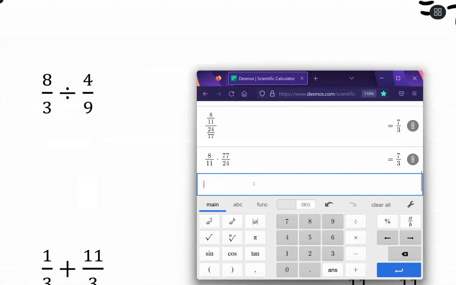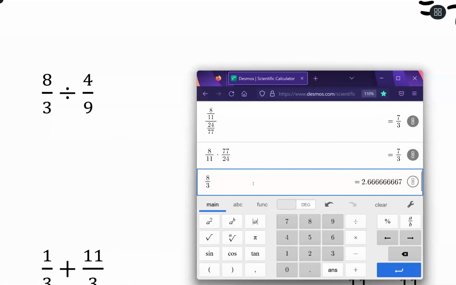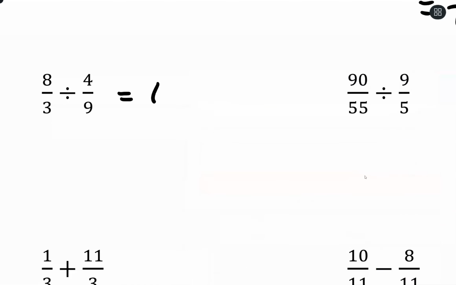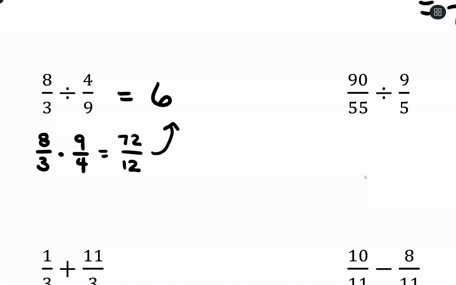So 8/3 divided by 4/9 is 6. Actually, let's kind of check that out. 8/3 times 9/4. So 8 times 9 is 72, divided by 3 times 4 is 12. And 12 times 6 is 72. So we get that 6 out.